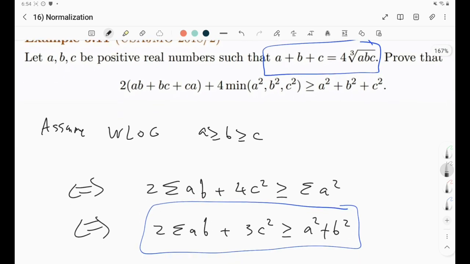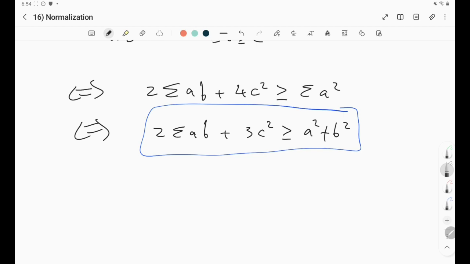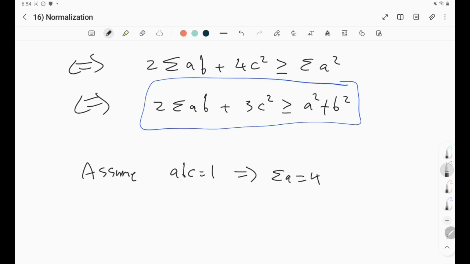So what do you suggest? How can you normalize in order to make the condition really look nice? Well, in my opinion, the best thing to do is getting rid of the cubic root by setting ABC equal to 1. If you set ABC equals 1, then automatically you get from the condition sigma A is 4. So now you can assume ABC equals 1, and that just gives you sigma A is 4. And now, as you can see, you have this, you have this. So actually you have tons of stuff.